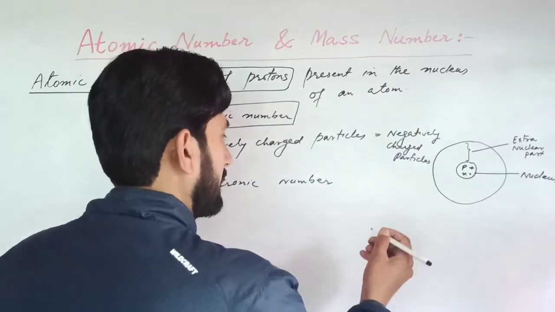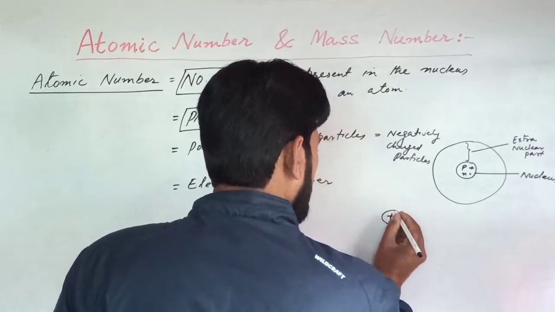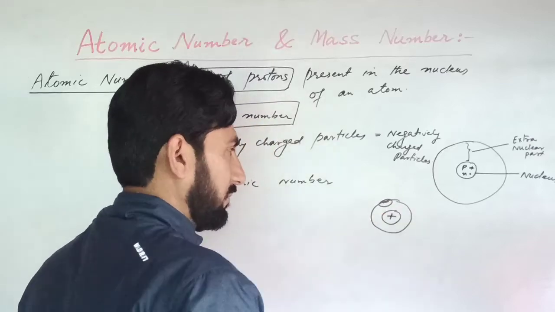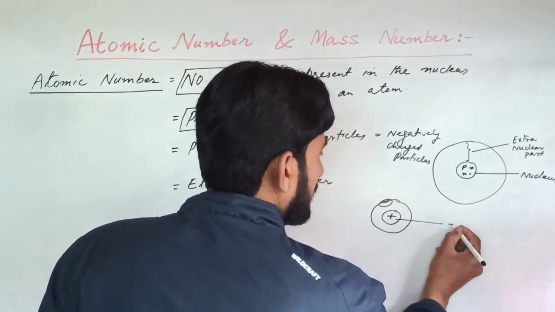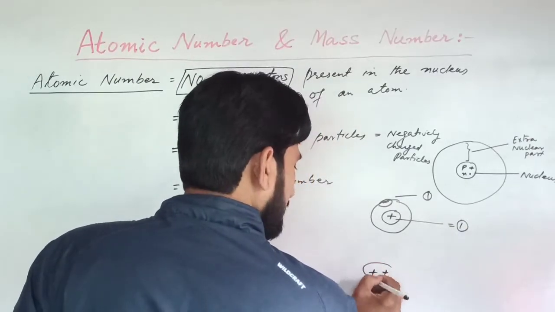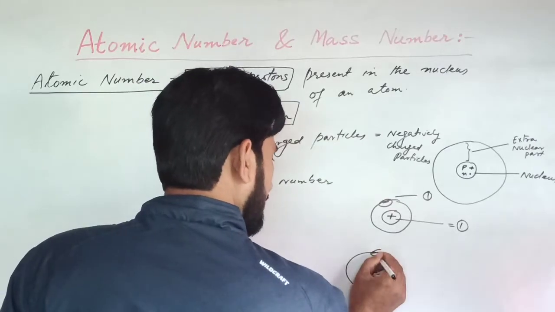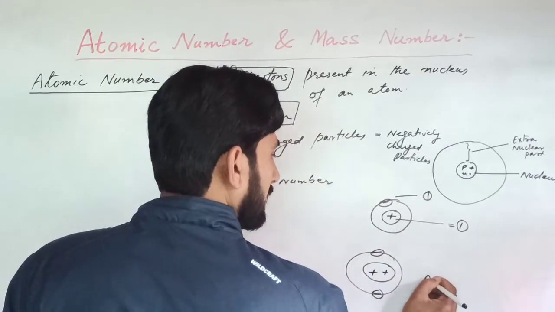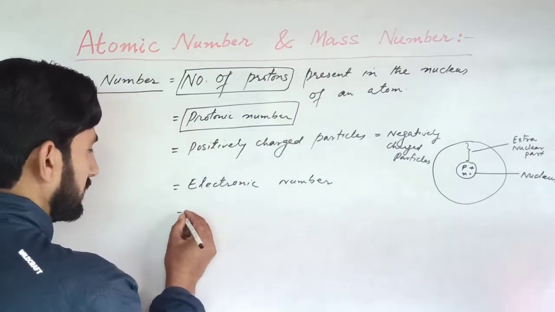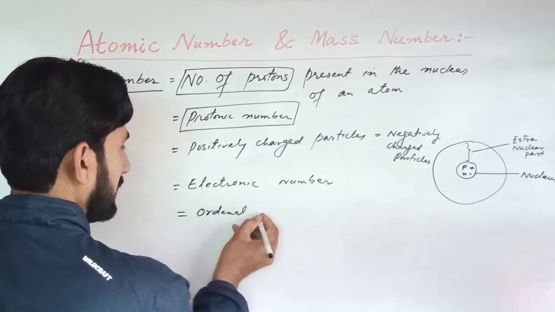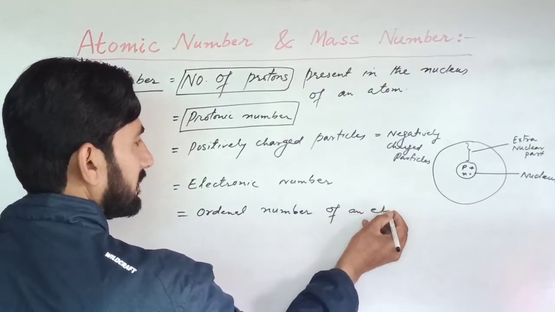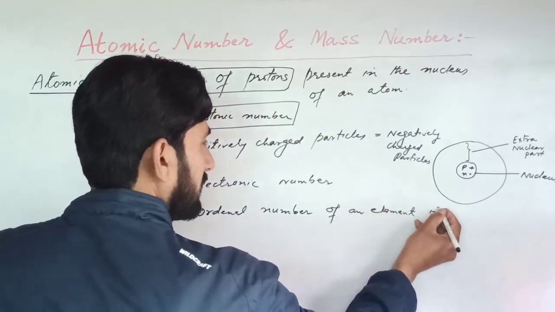For example, an atom having one proton in the nucleus and one electron in the extranuclear part has an atomic number equal to 1. Similarly, an atom having two protons in the nucleus and two electrons in the extranuclear part has an atomic number equal to 2. Atomic number is also called the ordinal number of an element in the periodic table.